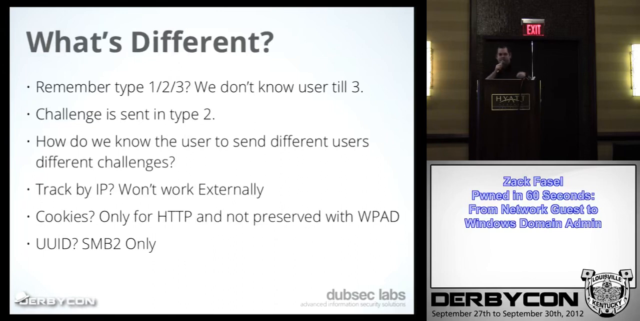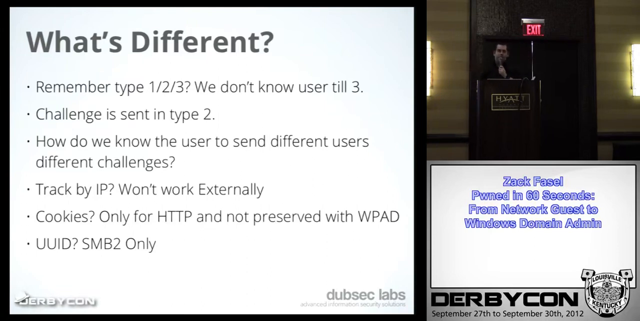Remember the type 1, type 2, type 3 messages that we were talking about previously? The challenge isn't sent until type 2. The user connects to us at type 1, and we don't know who they are until type 3. One previous tool, Squirtle, tried to track the users using cookies for HTTP authentication requests. The problem with cookies is that they don't persist for WPAD connections when it's looking for the proxy. So we need a way to figure out who the user is, including for SMB.